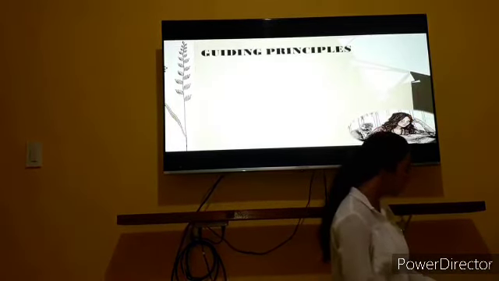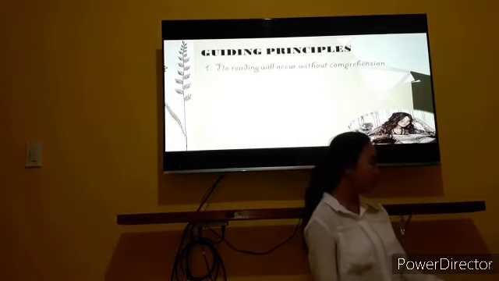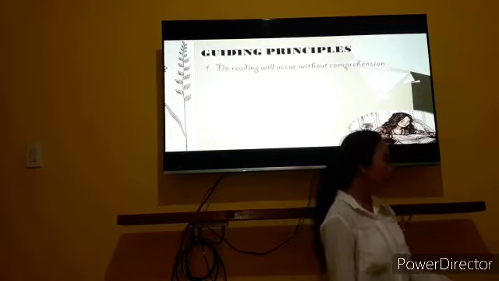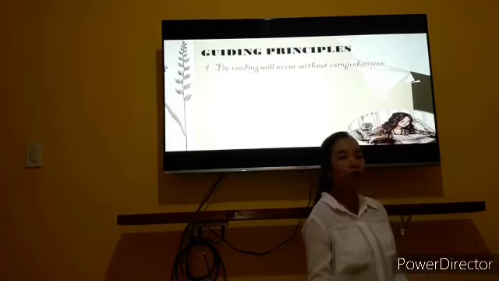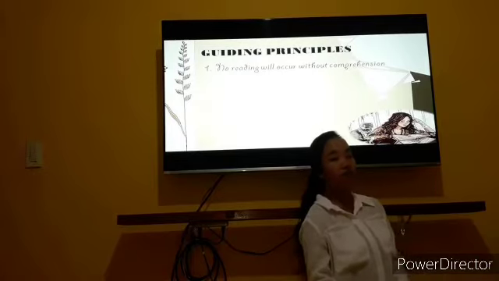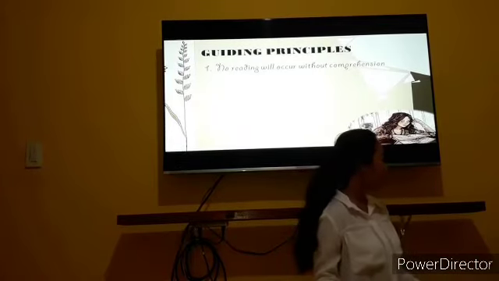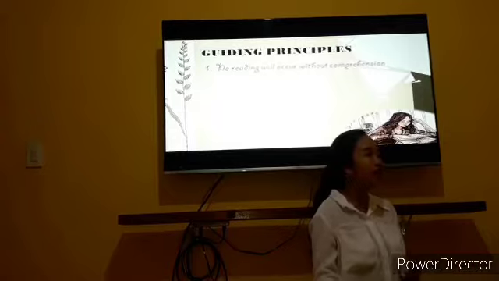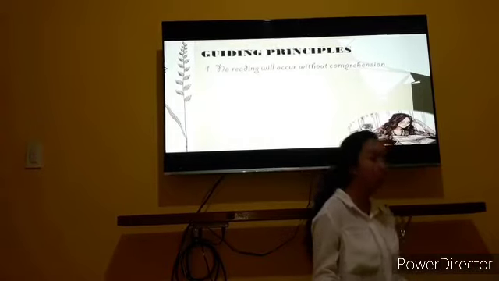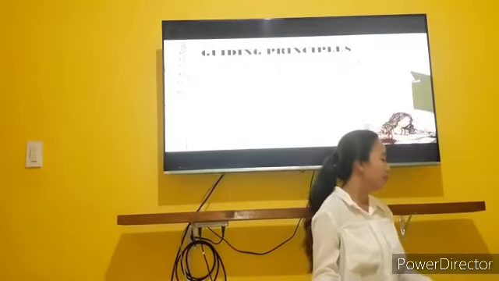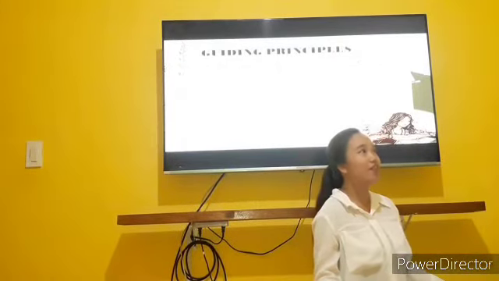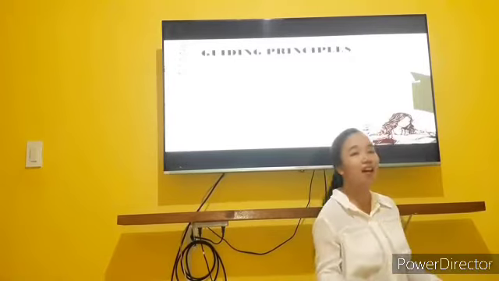There are guiding principles. One is no reading will occur without comprehension. Ever know the quotation, a reading without comprehension is not a reading? Because basically, the goal of reading is to understand. So if you don't understand what you have read, you are not really reading and you are not getting the idea of the text.